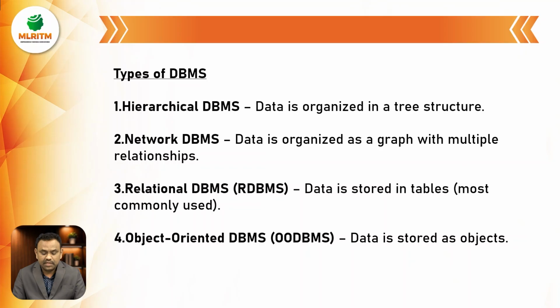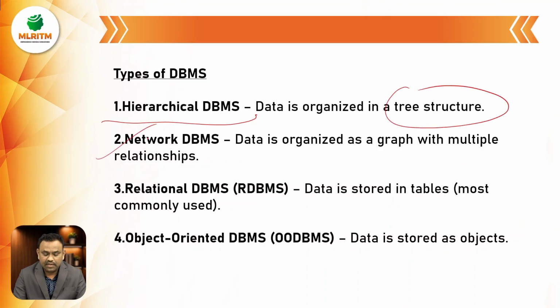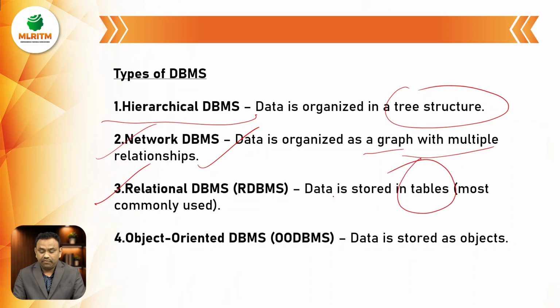Coming to the different types of database management systems, number one is hierarchical database management system. This type of DBMS is used to organize data in a tree type structure. The second one is the network DBMS. This is used for graphs and multiple relationships. The third type of DBMS is relational DBMS, used in table related format, that means in the form of relations. The fourth one is the object oriented DBMS. In this, data is stored in the form of objects.